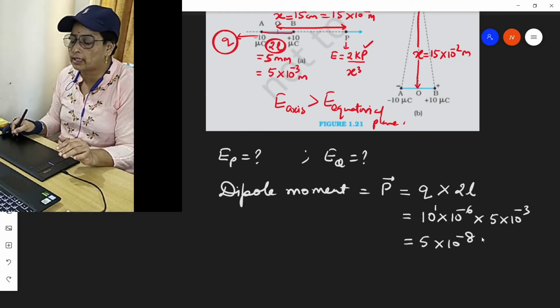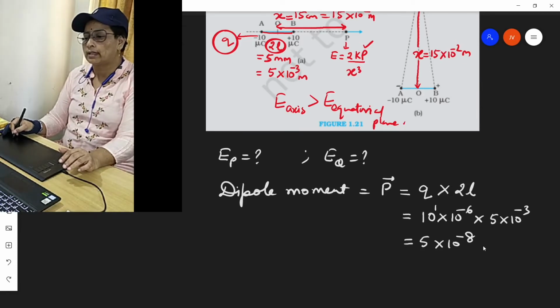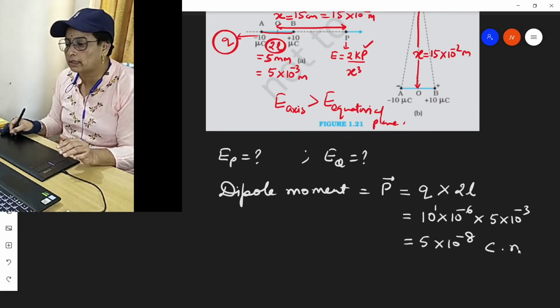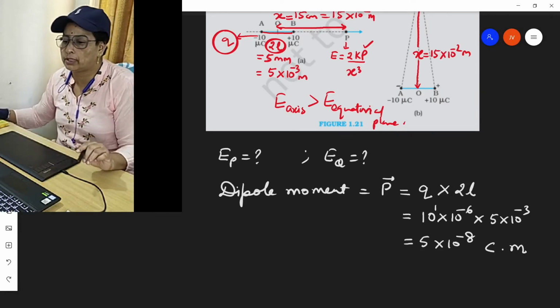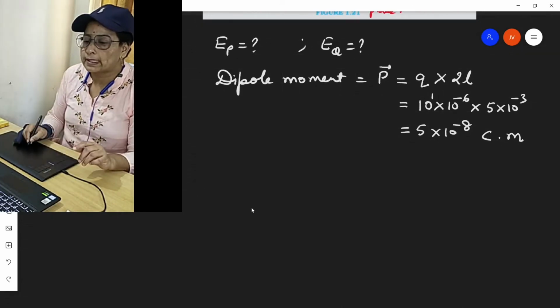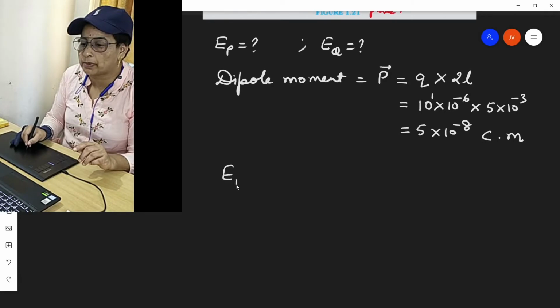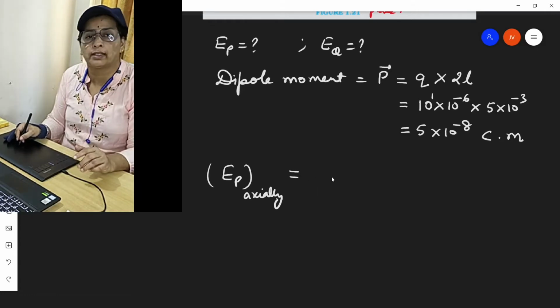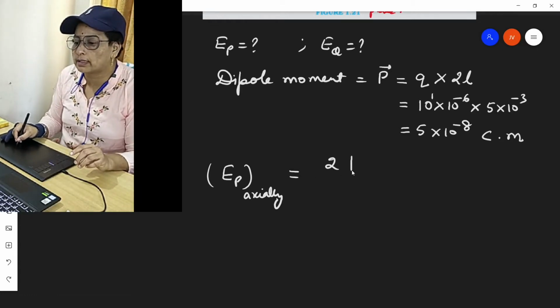So 5 into 10 to the power minus 8 coulomb into meter is the unit of dipole moment. So the electric field at point P, where P is on the axis along the positive charge direction, is twice Kp by x cube.